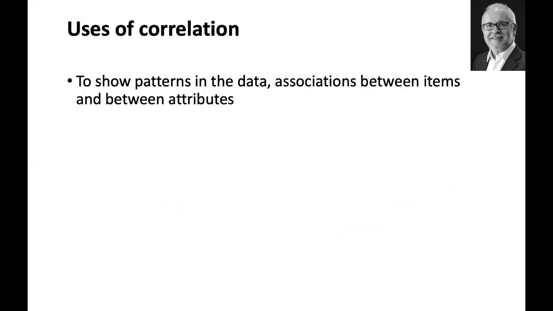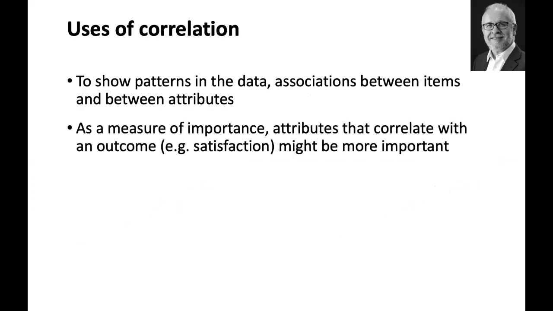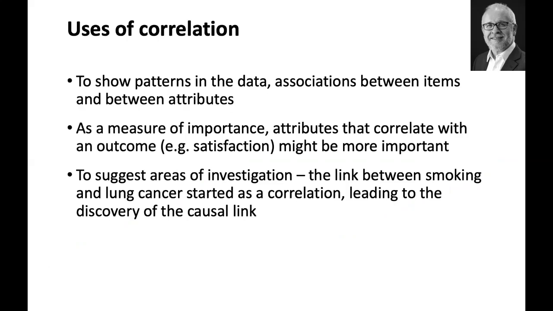So, to summarize, what are the uses of correlation? We use it to show patterns in the data, association between items and associations between attributes. We use it as a measure of importance, attributes that correlate with an outcome, for example, satisfaction or purchase or churn or probability of renewal. Any of these things might be more important than attributes that do not correlate. We can use it to suggest areas of investigation. The link between smoking and lung cancer started as correlation.